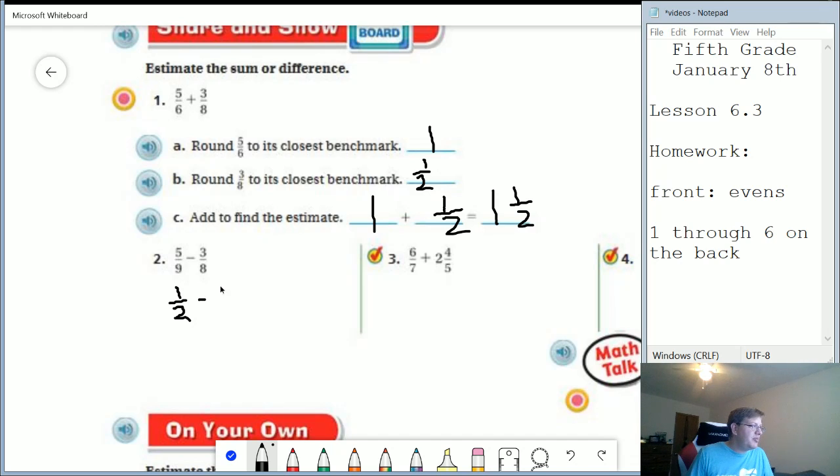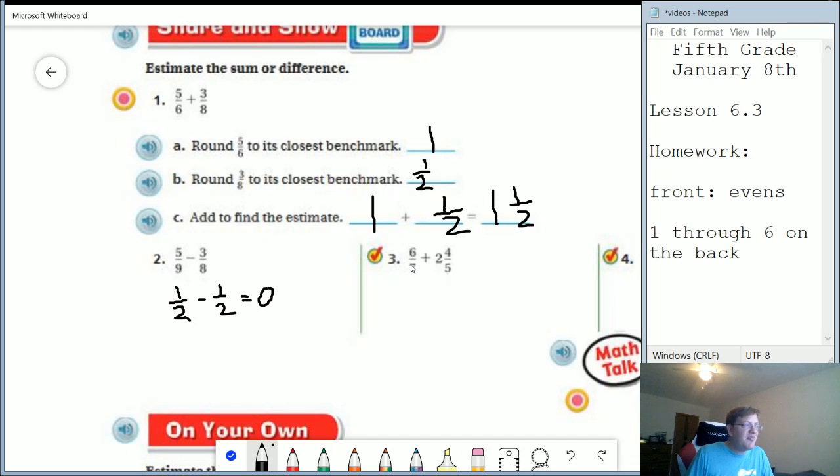So I'm going to end up with 1/2 minus 1/2 equals 0. So I'm not going to have anything left over with my estimate. If I did the exact amounts, we probably would have something left. But again, we're not working on that today. All right, next one. 6/7 is going to be very close to a whole.